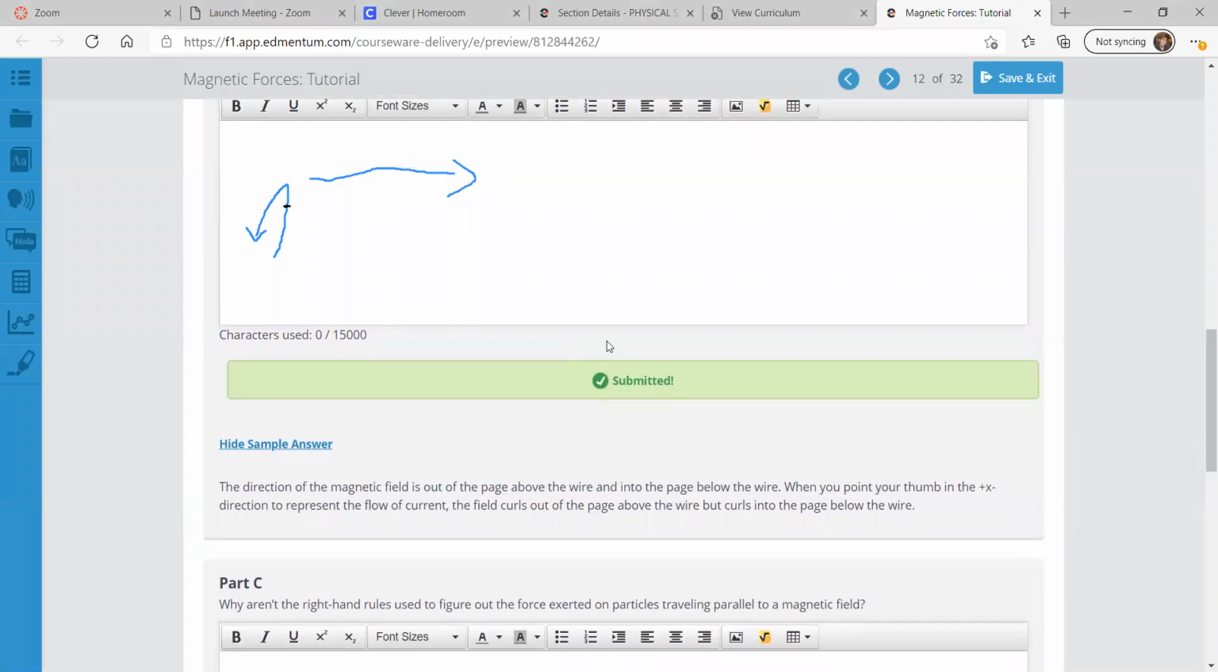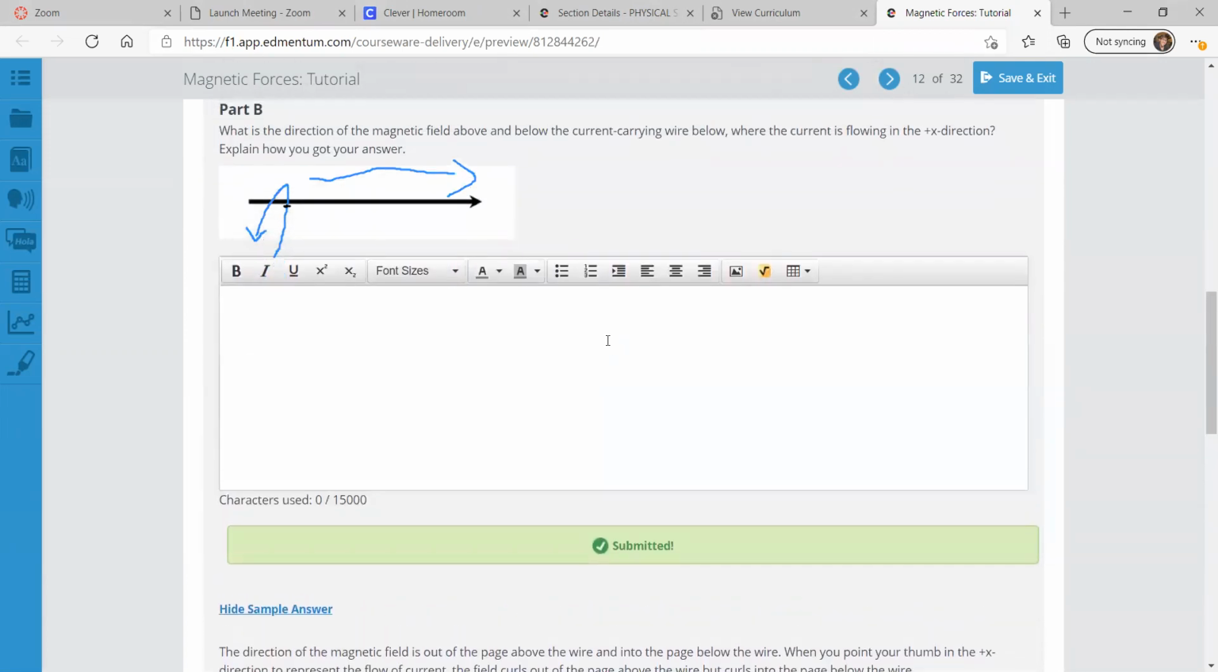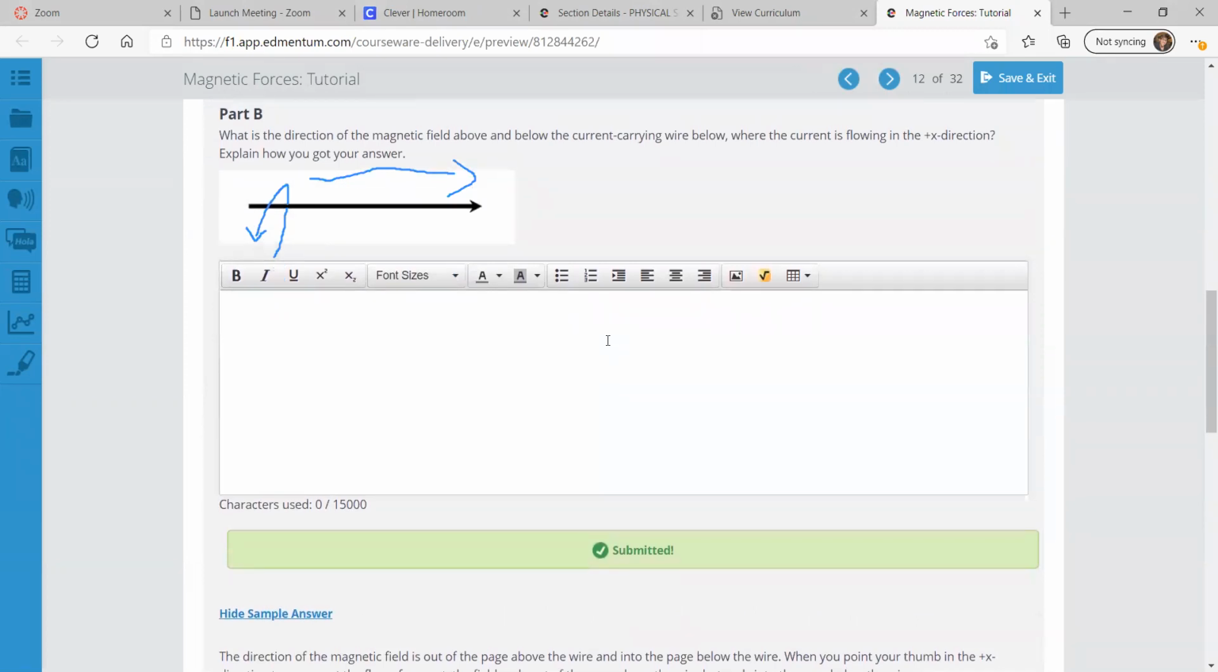The direction of the magnetic field is out of the page above the wire and into the page below the wire. When you point your thumb in the positive X direction to represent the flow of current, the field curls out of the page above the wire, but curls into the page below the wire. Okay? Let me line it up again. Does that explanation make sense now? Okay.